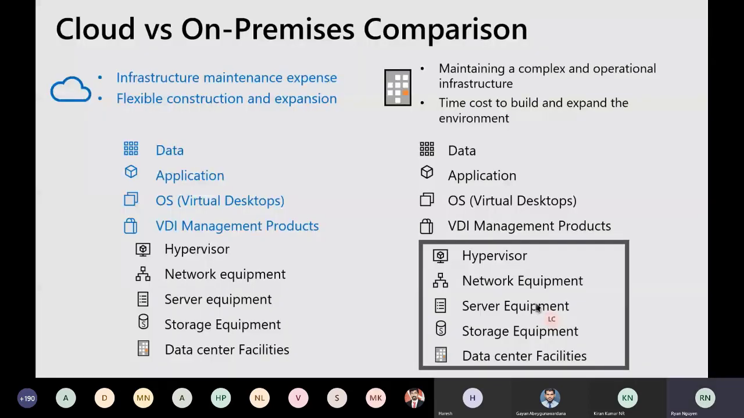So to make it easier to understand, right? On the left hand side is what we have on the cloud. On the right hand side is what we maintain in the DC, right? So the Hyper-V, the network, the server equipment, the storage, the DC facility, everything is taken care of by the cloud, right?